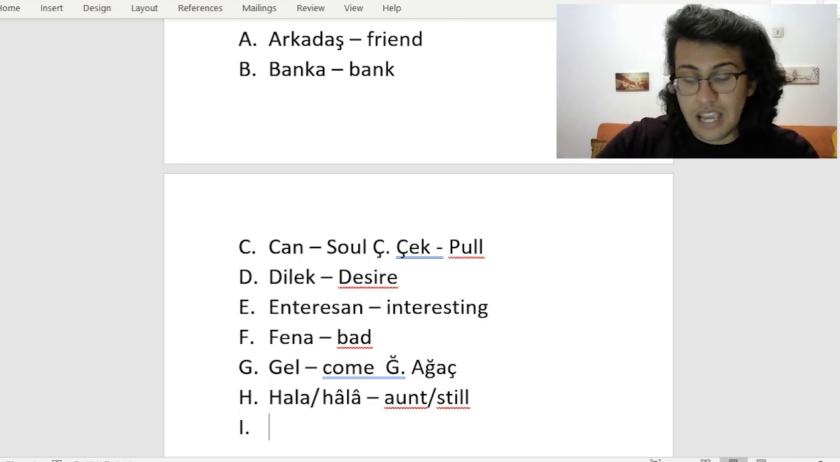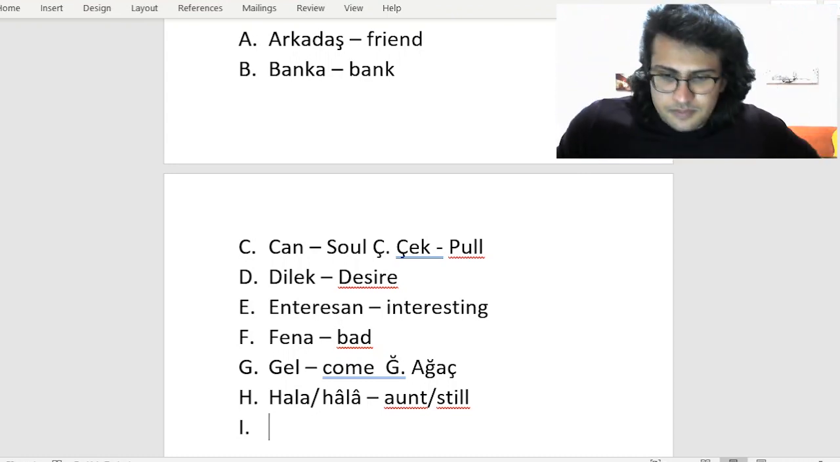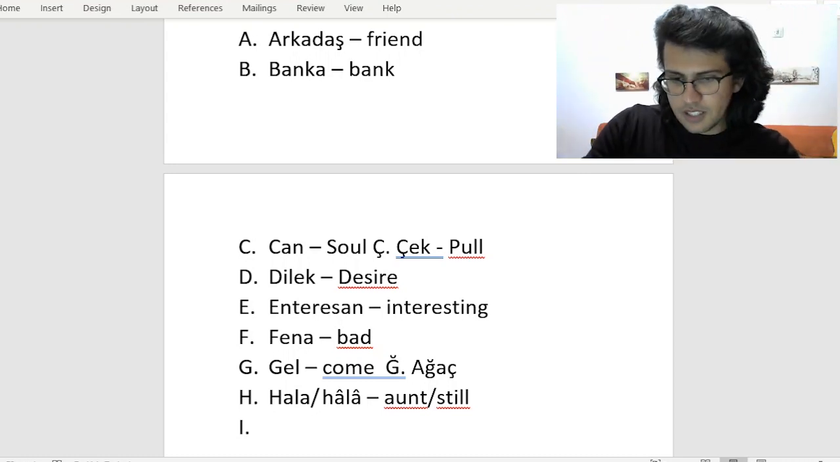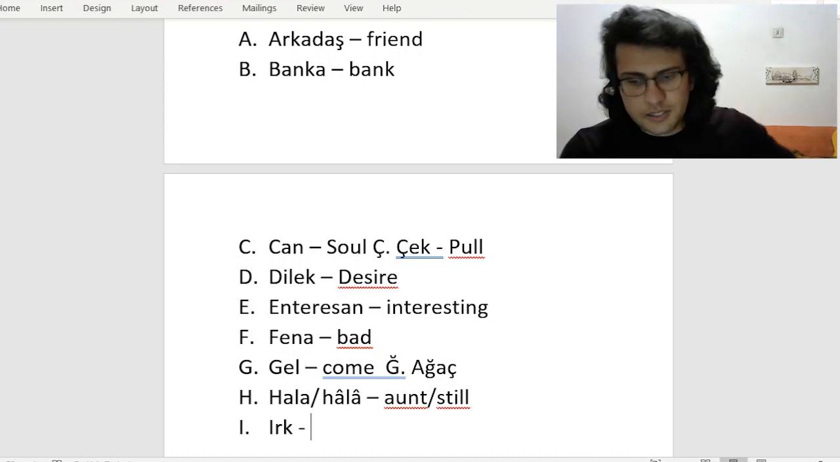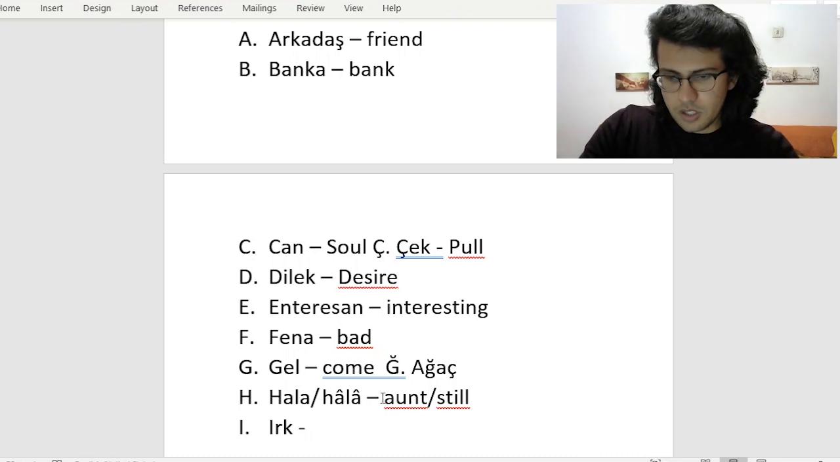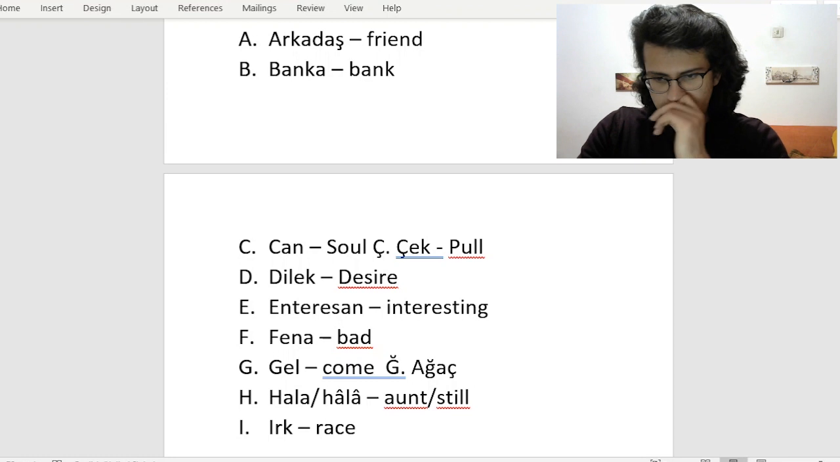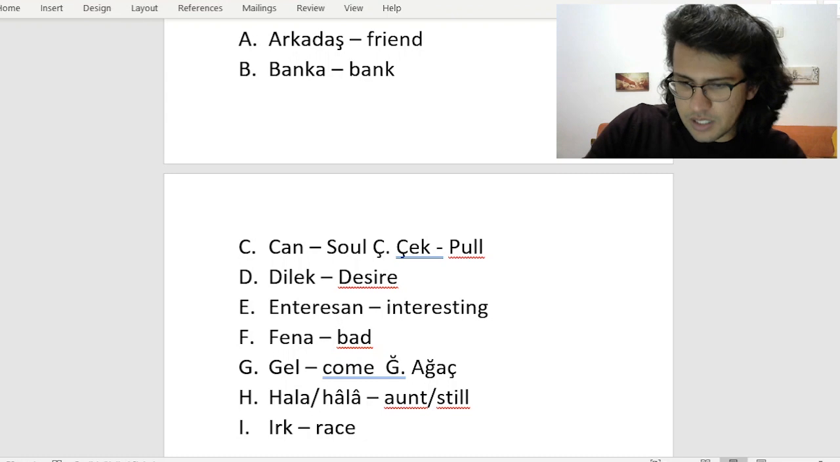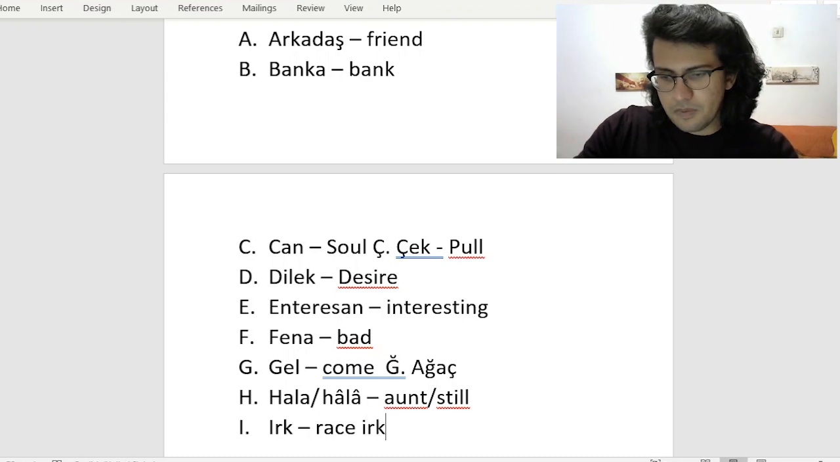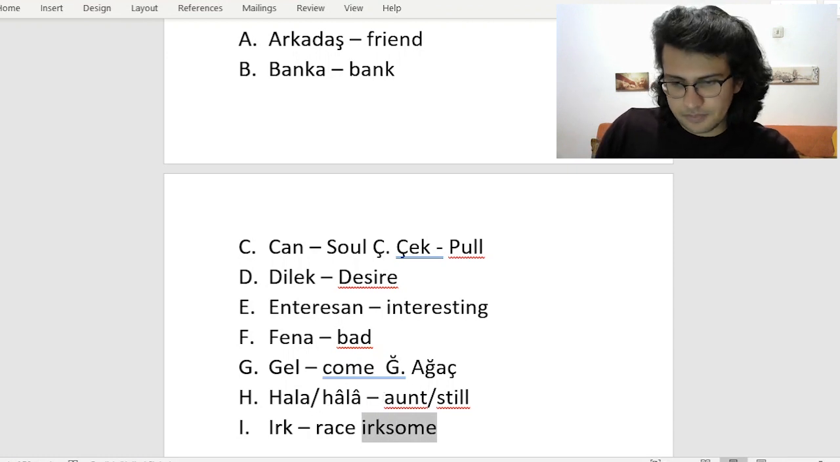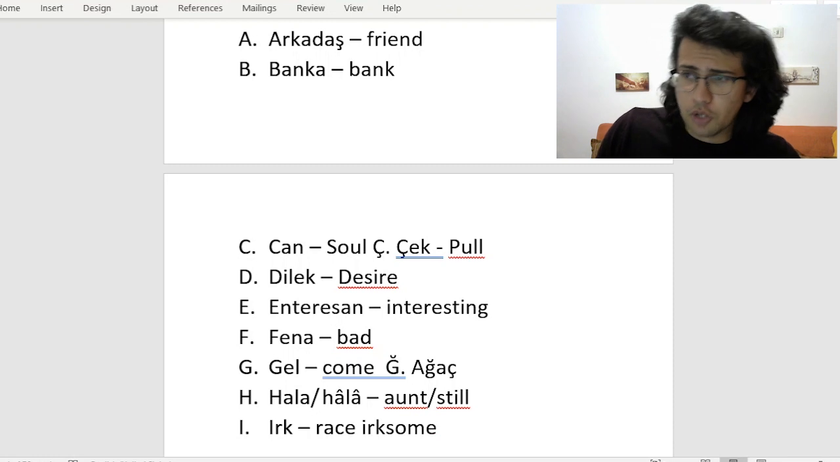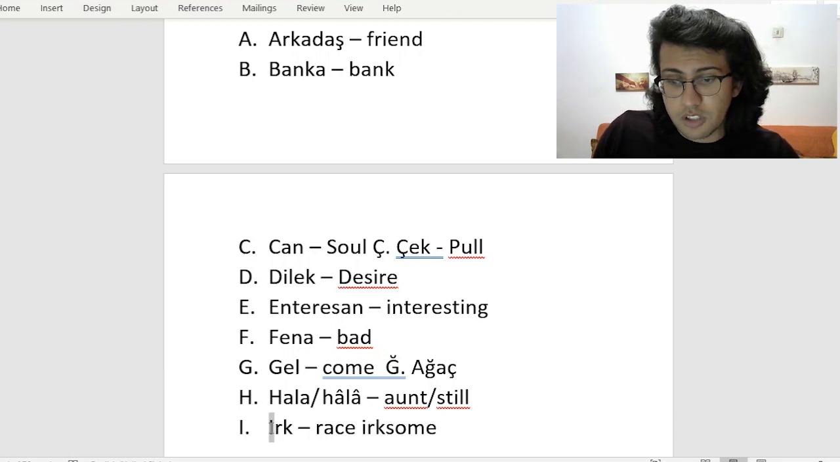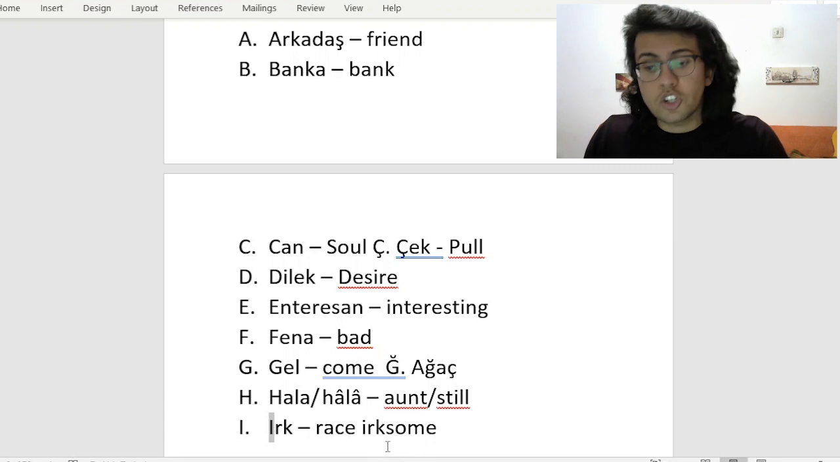Now, the next letter we have is the letter I. The example I have is going to be ırk. Irk means race, and I'm not talking about the running race, but, for example, the human race. The reason I picked this word is because let's bring up an English word. This is irksome. Not identical, but super close to the way this letter is pronounced. Irk. Irksome. Irk.